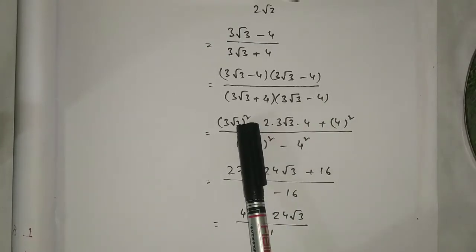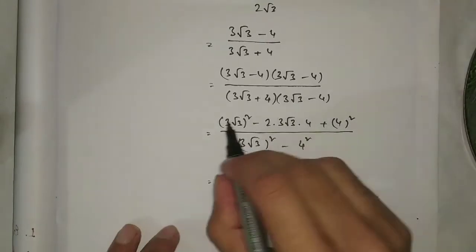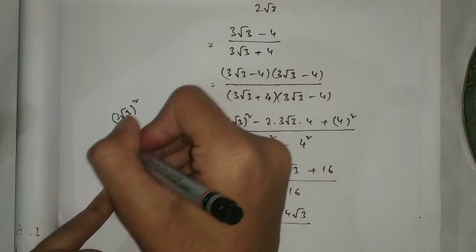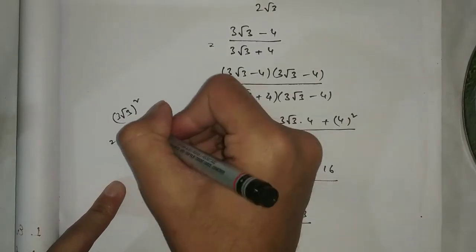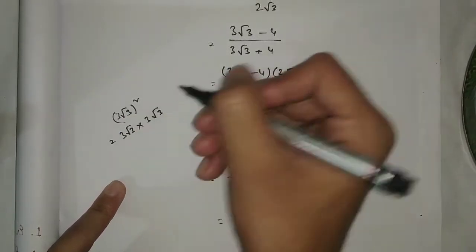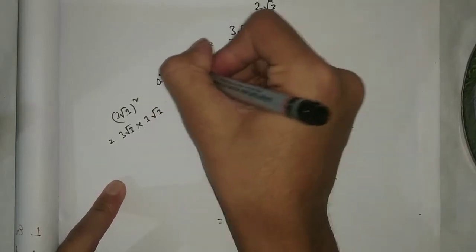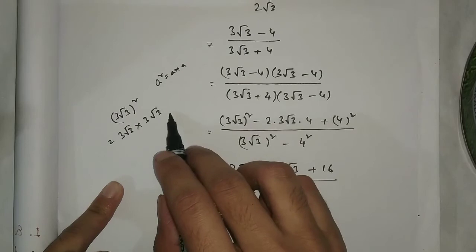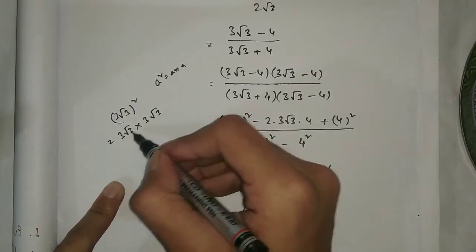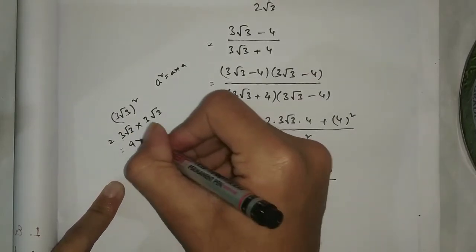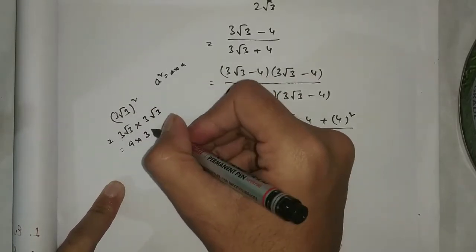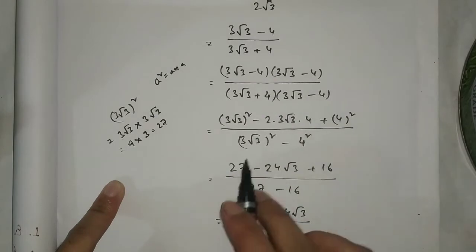And now see (3 root 3) whole square. Now how to find this value? We see that (3 root 3) whole square means 3 root 3 into 3 root 3, as we know a square means a into a, so (3 root 3) whole square comes out to be 3 root 3 into 3 root 3. Now 3 into 3 becomes 9 and root 3 into root 3 comes out to be 3. So (3 root 3) whole square comes out to be 27.